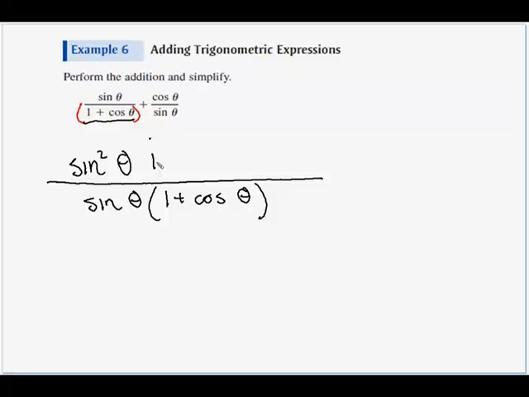Plus. Now this denominator was just a sine of theta. We had to multiply it by this denominator to get the common one, so we're going to multiply the numerator cosine by this also. So we're going to have the cosine of theta times that quantity, 1 plus cosine theta.